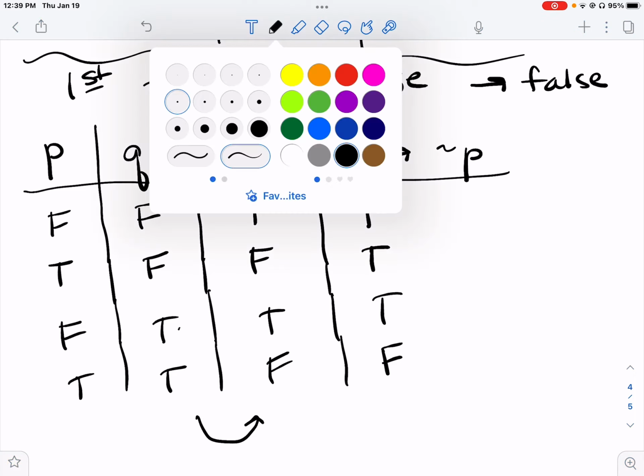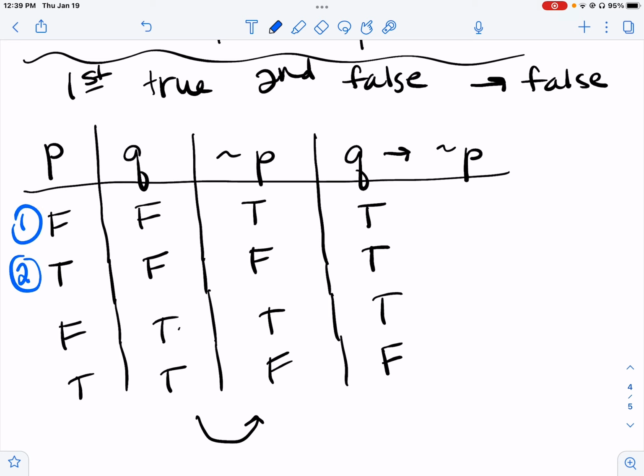Let me number these like I did on the first one. Number one, they're both false. So not P means true. So what is Q, then not P? Q is the first thing we're looking for. Not P is the second thing we're looking for. So the first thing is false, so that means it's automatically true. On line number 2, the first thing is false, so that means it's automatically true. On number 3, the first thing is true, the second thing is true, so it's still true.